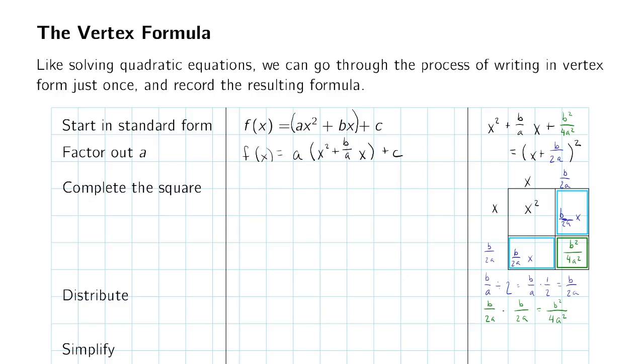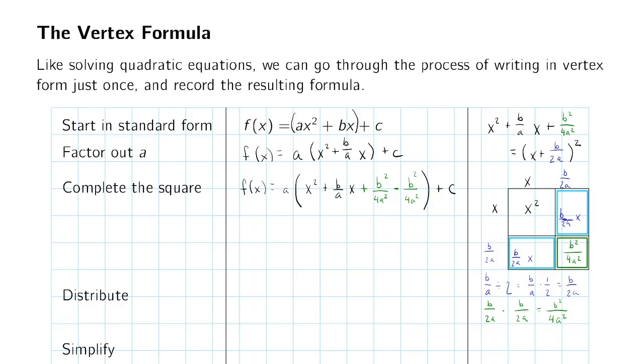Okay, now let's think about how we use that in the context of writing the vertex form. So we have f of x is a times x squared plus b over a times x. And we want to add in b squared over 4a squared. But we can't change the value, so then we need to subtract that again. Minus b squared over 4a squared. And that's plus c.